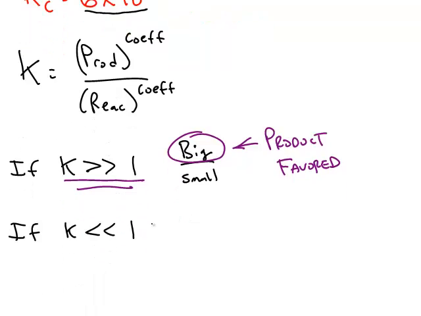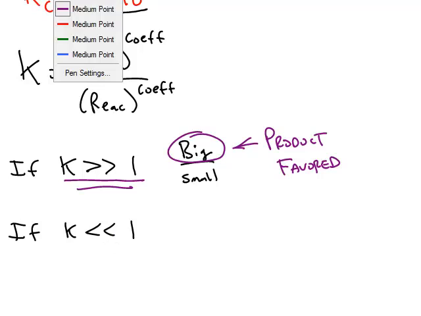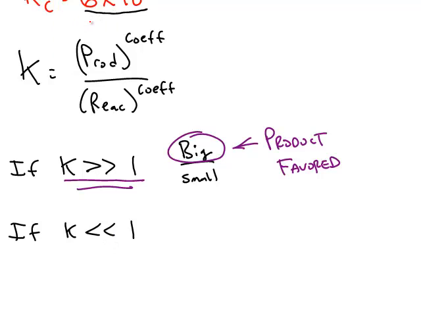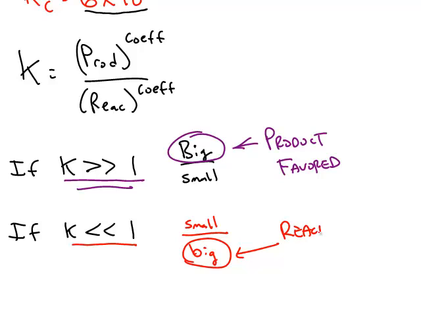The other extreme we're going to look at is when K is really, really small. If K is much less than 1, and remember, K always has to be a positive number because we're talking about molarities or pressure in units of bar. So when K is really, really small, that means our fraction is made up of a small number on the top and a big number on the bottom, which means the reaction favors the reactant side when it reaches equilibrium.